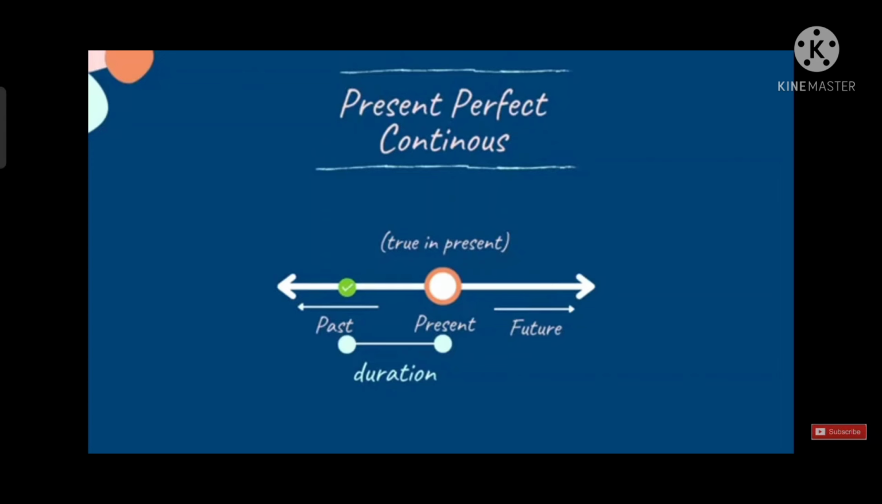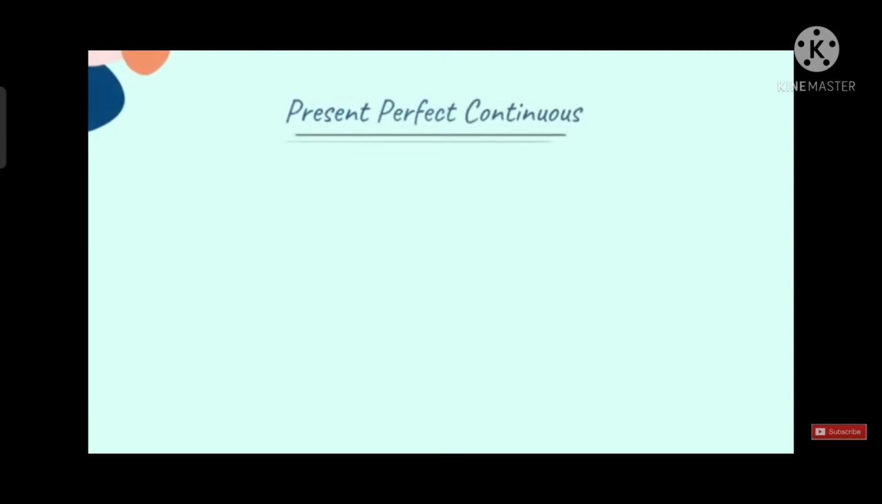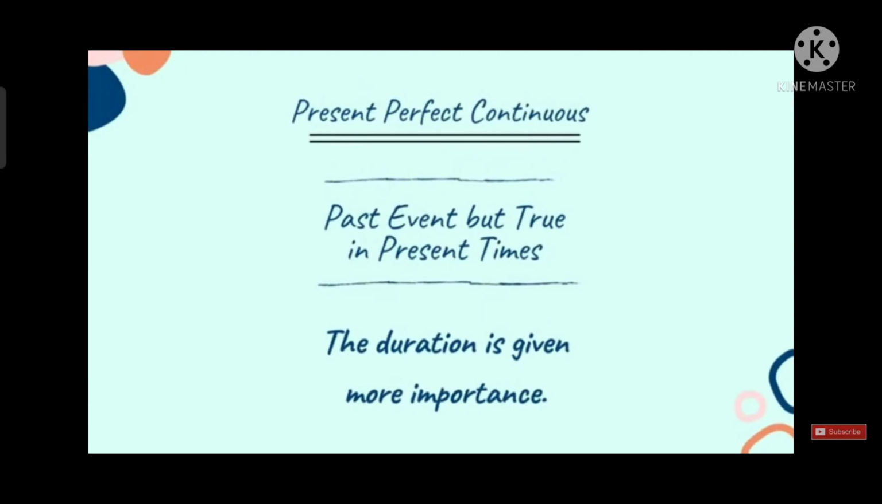Now, let's look into its usage. The main use of present perfect continuous tense is to show the past event but still true in the present times, and the duration needs to be given more importance here. Let's look into examples to understand it.